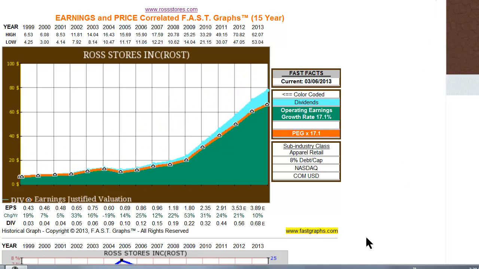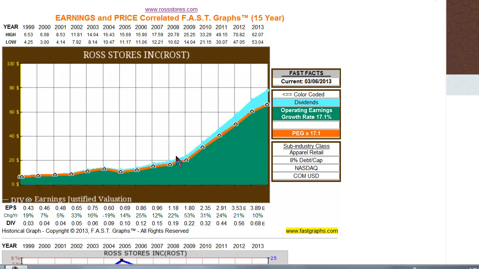In order to orient you to what you're looking at, let me explain what some of these lines are. This orange line is calculated using a P equals growth rate ratio because ROST stores has very high growth at over 17% a year. So the slope of this line would be 17%, and the PE ratio simultaneously, because we're using the P equals growth rate formula here, is also 17. So anywhere you would touch this orange line would represent a PE ratio of 17.1 for ROST stores.